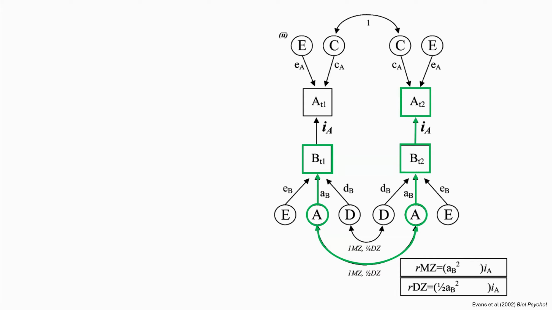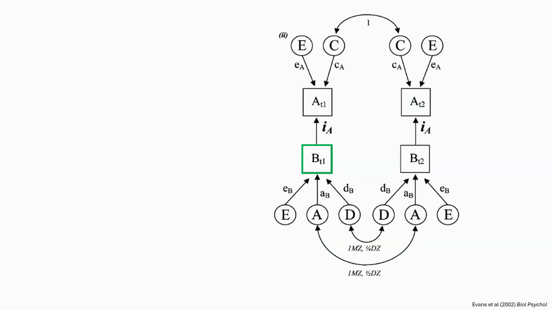The covariance explained by this path is AB times 1 for MZ twins, or 0.5 for DZ twins, times AB times IA. Putting that all together yields IA times AB squared for MZ twins, and 1/2 IA times AB squared for DZ twins. But this is not the only path that is possible from twin 1 variable B to twin 2 variable A.